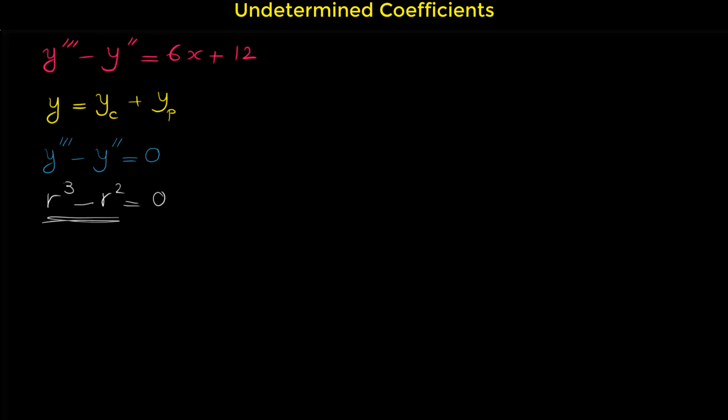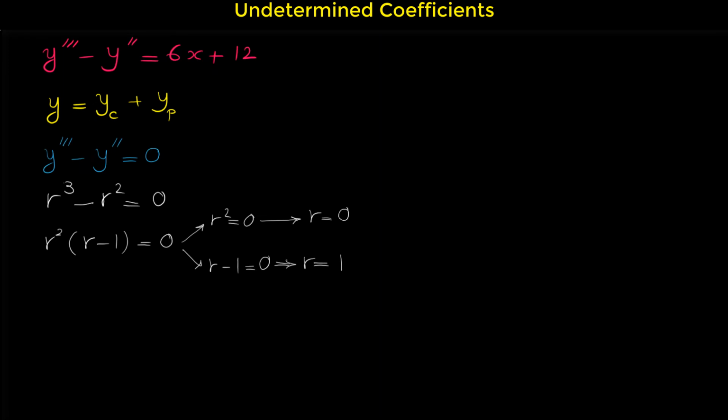Now for finding r from this equation, we can factor r squared times r minus 1 equals 0. Now, if we set each factor equal to 0, we can find r. So from here, we have r squared equals 0 or r minus 1 equals 0. From this equation, r is 1, and from this equation, r is 0. But note that this 0 is not a simple root, because this is a quadratic equation, an equation of degree 2. R squared means r times r.